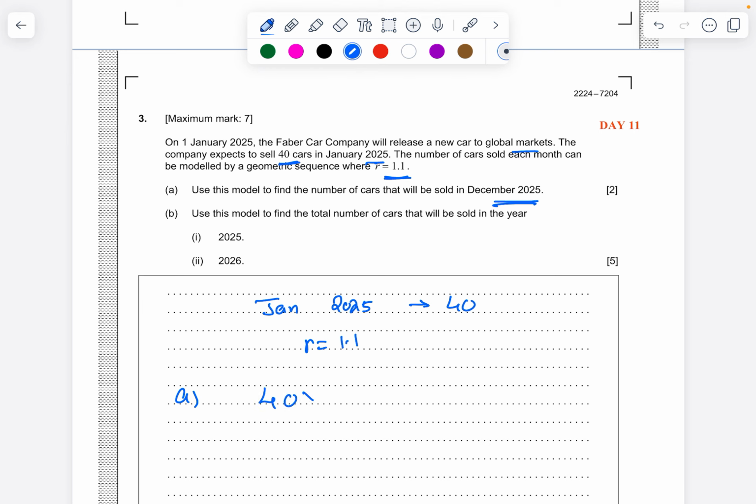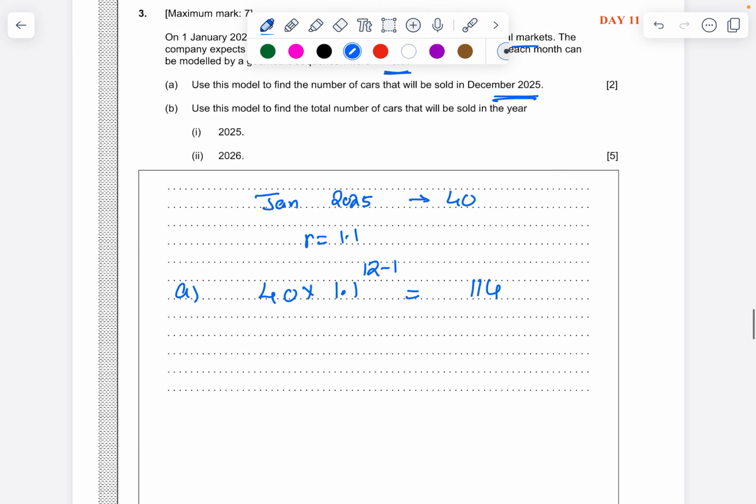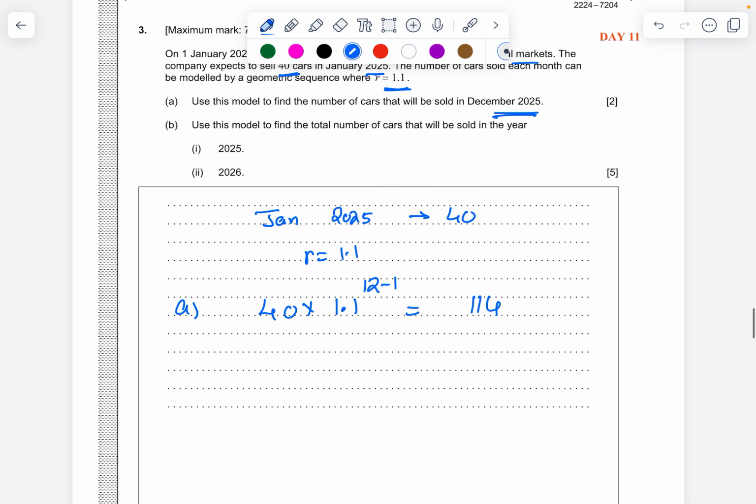So December, how many months will there be? 12 months. So 1.1 to the power of 12 minus 1, which is going to be nothing but what? 114 will be sold in the 12th month. So I used un equals u1 times r to the power of n minus 1.